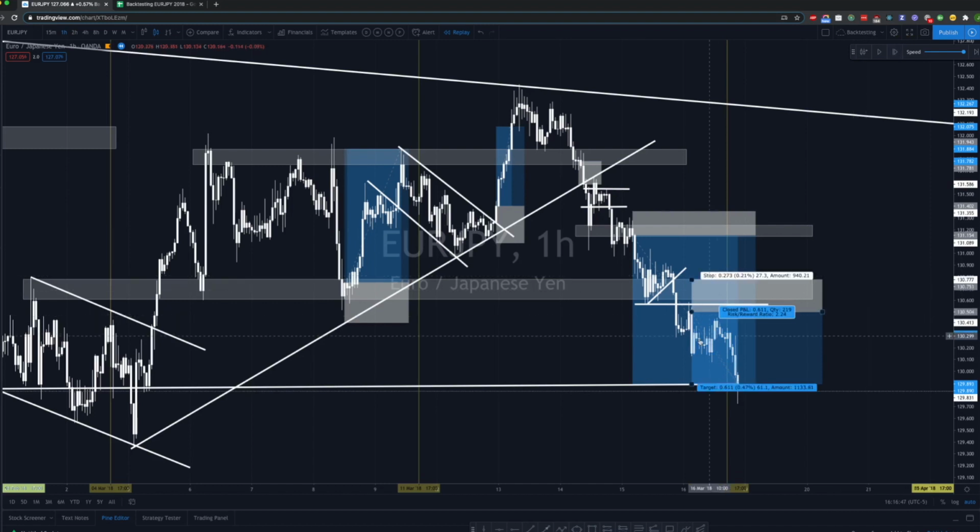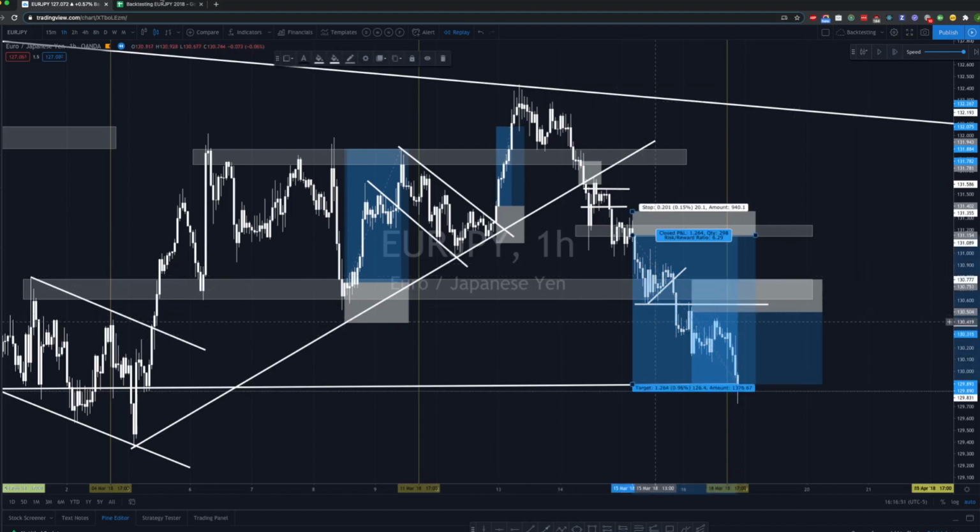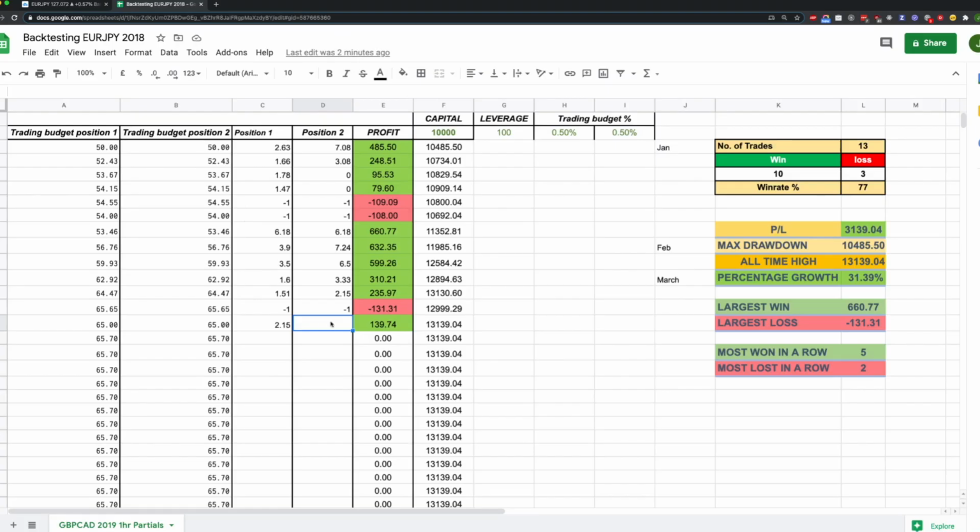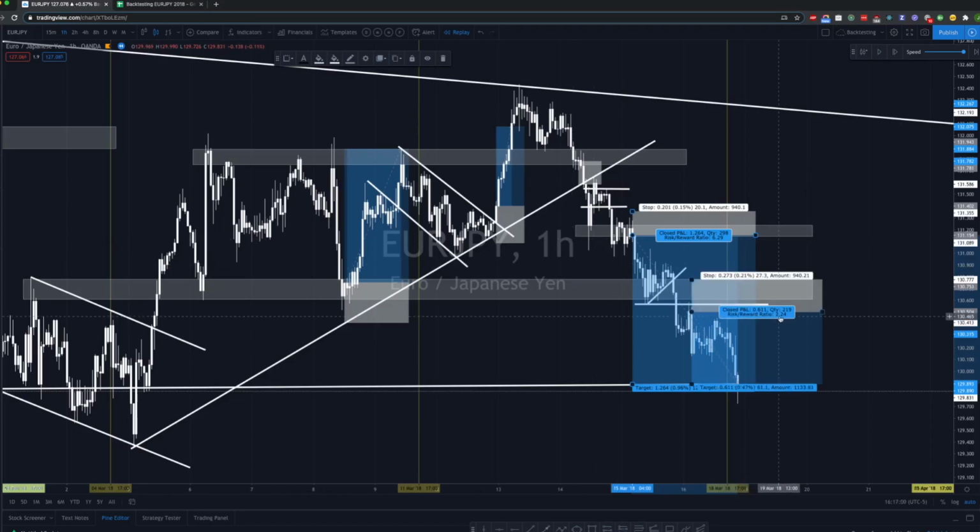All right, sweet. So full TP here for 6.29. Then this next position, 2.24.